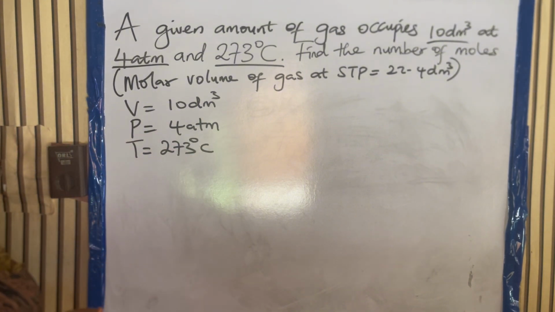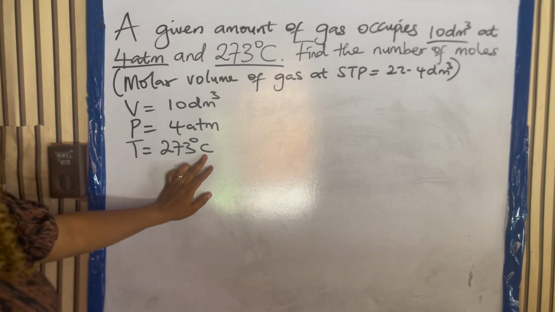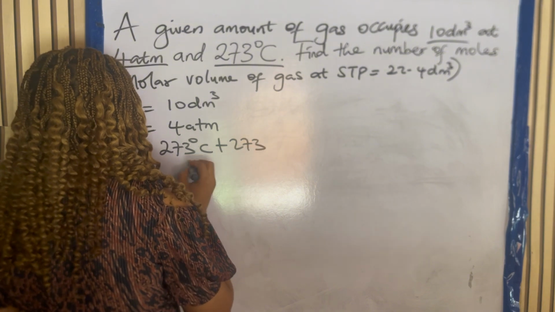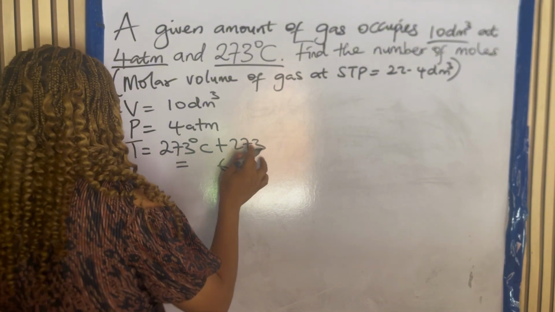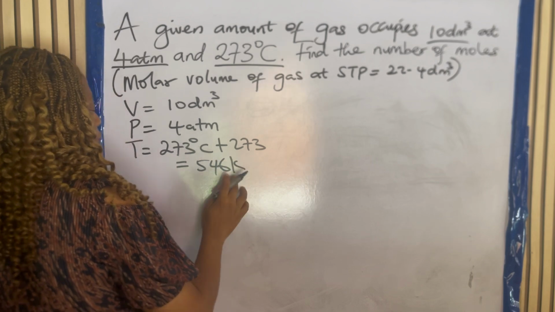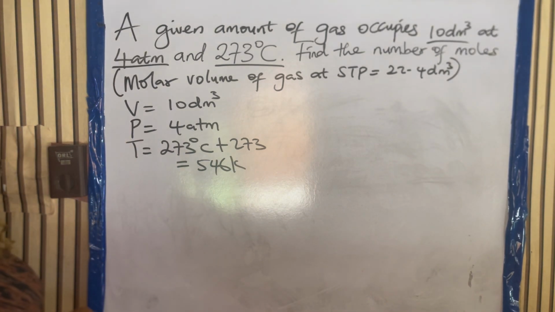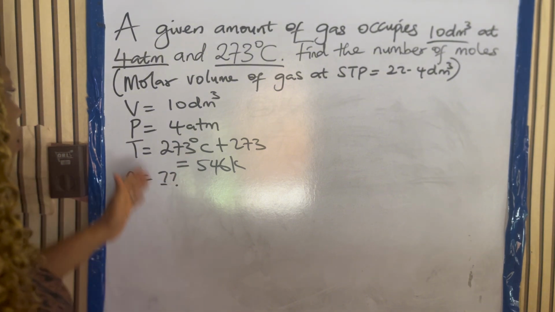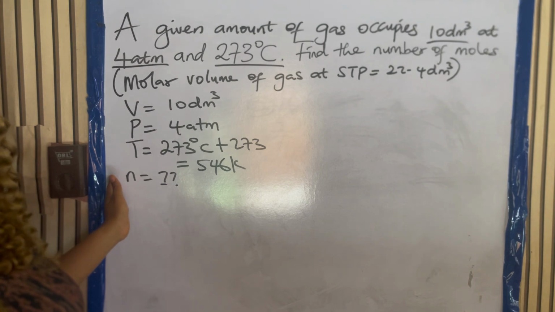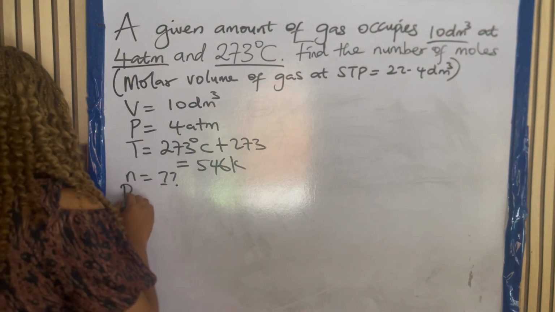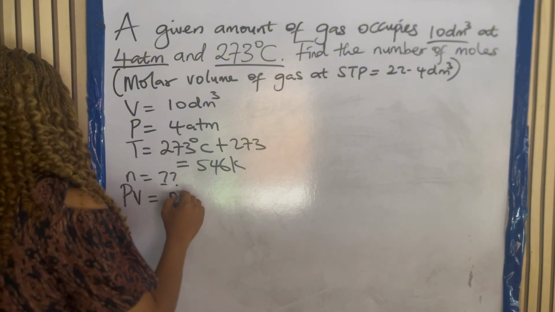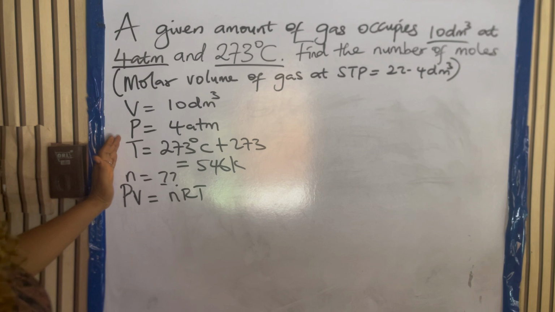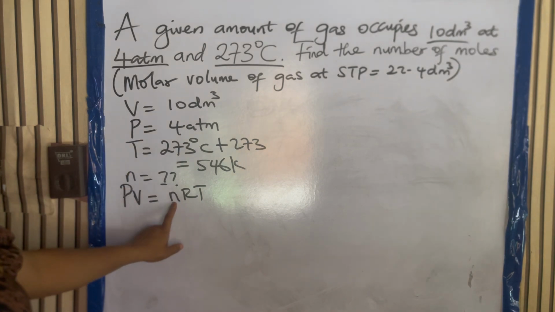Now, everything you must be solving in gas law, you must always convert your degree Celsius to Kelvin temperature by adding 273. So when you add 273, it's going to be 546 Kelvin. Then the question says find the number of moles. We are looking for the number of moles. So looking at the parameters we have here, which formula is going to go for that? So it will be what? PV is equals to nRT. This is the ideal gas equation from the parameters given. PV equals nRT. We are looking for the number of moles.